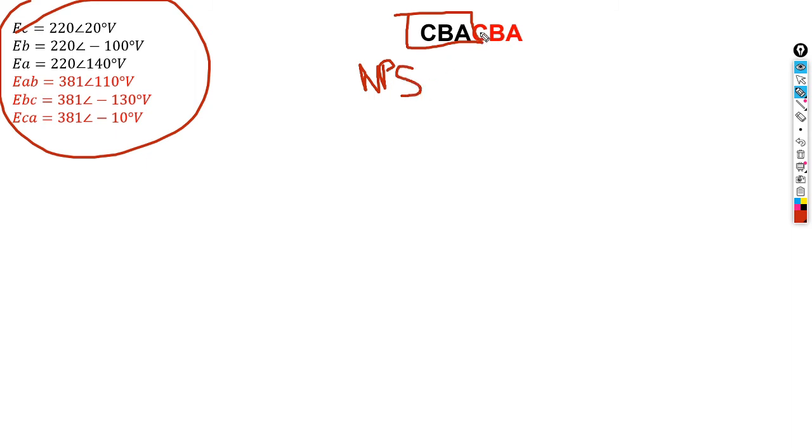The reason why we repeat CBA is to say that if the reference is changed, in this case, if I set the reference as C, the next one will be B, then A. And if the reference changes to B, then the next one will be A, then you have C. And if the reference changes again, and they give us the reference as A, what will come next is C, then you have B.